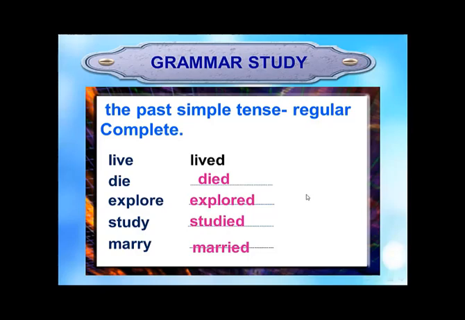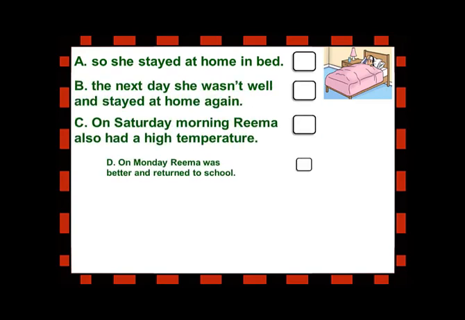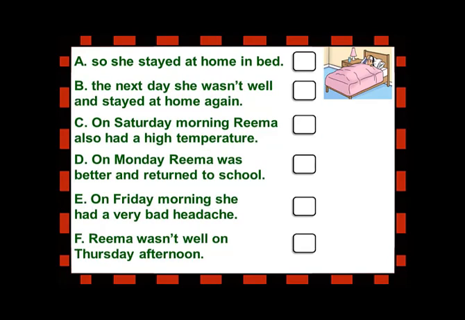Next exercise, that's exercise number 5. Read and number in order. We have to put the sentences in the correct order. Look here. I want you to start thinking. Number 1 is done for you.